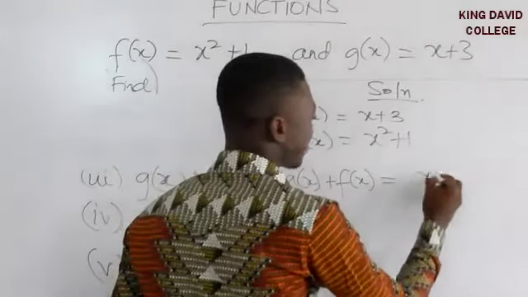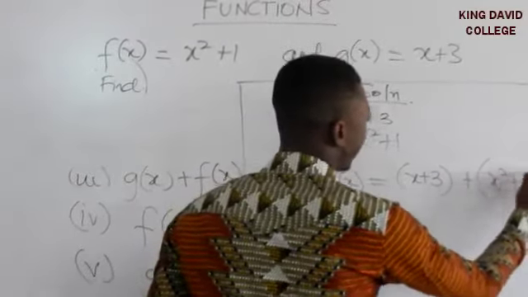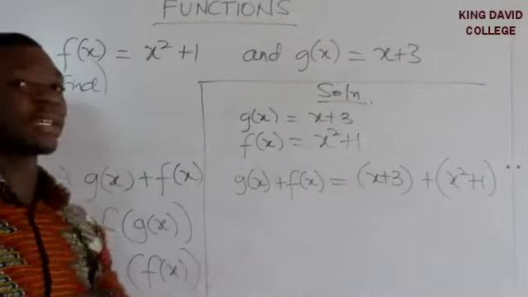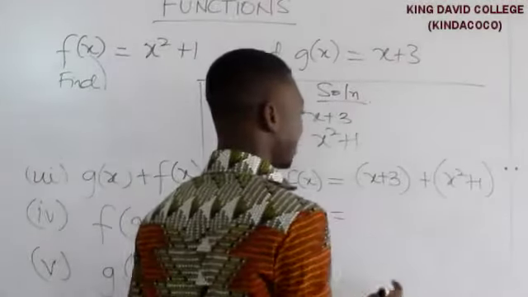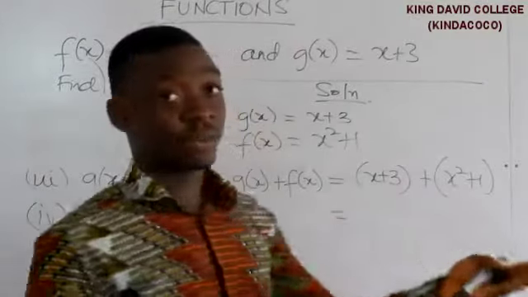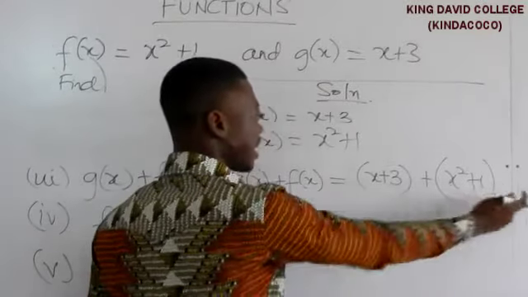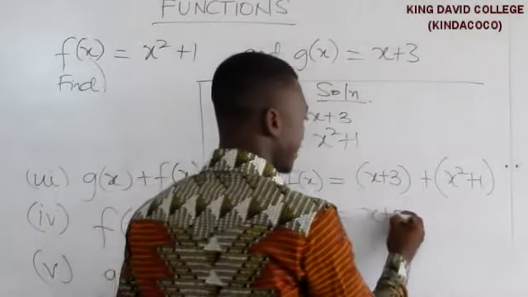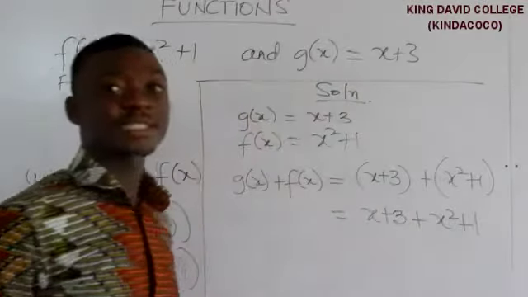It's just x plus 3, this one, plus what? x squared plus 1. So we have the situation here. With this, it's just a matter of expanding the bracket, then you simplify. If you expand the bracket here, the coefficients of the various brackets are just 1, 1, so you can do the expansion simply. Just bring everything that is within the bracket outside, so this will become x plus 3 plus x squared plus 1. So you have this, okay?